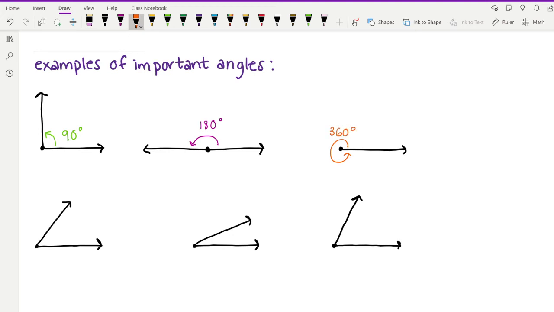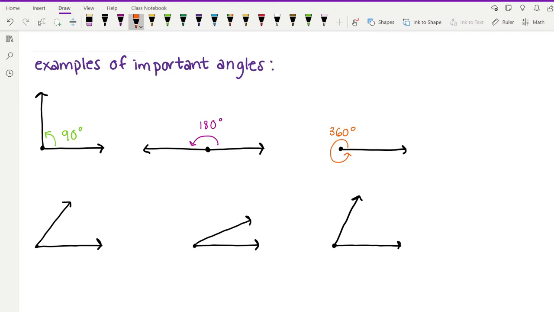You might look at this picture and say, wait, I think it kind of looks like it's 0 degrees, right? It's almost like you didn't do any rotation at all. We'll get to that in our next video. So it's possible to have different angles that kind of look the same. Those are what are called coterminal angles. So that's something we'll get into in our next video. But for now, I just want to kind of think of this as being a 360-degree angle.